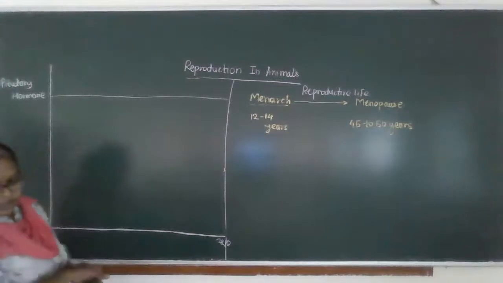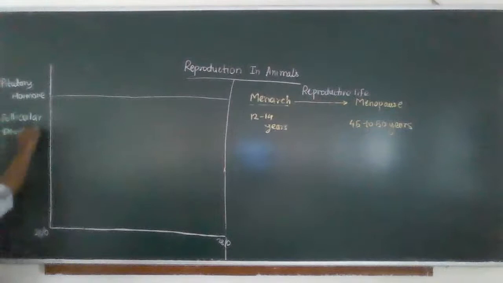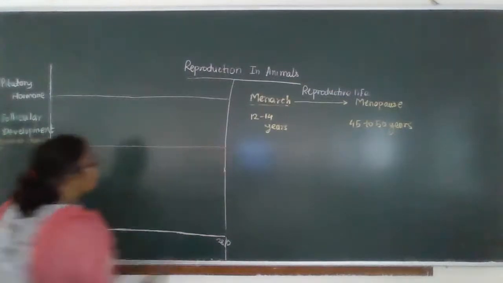Then the next one is the ovarian cycle, or follicle development. Here is the follicular development, or we can call it the ovarian change. What are the changes that occur in the ovary? We are going to draw this in this portion.